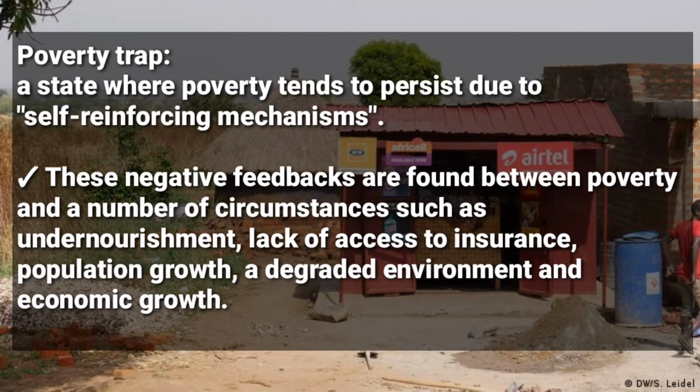Another term is poverty trap. Poverty trap is a state where poverty tends to persist due to self-reinforcing mechanisms. Yeah, things that you cannot control when poverty stays for a long time in the area. Yeah, for example, due to things like lack of access to insurance, population growth in the country, a degraded environment, and then economic growth. And that is a poverty trap, where poverty tends to be persistent due to self-reinforcing mechanisms.